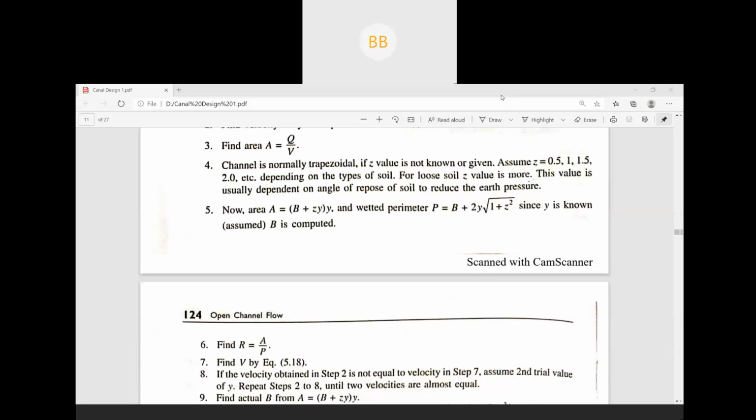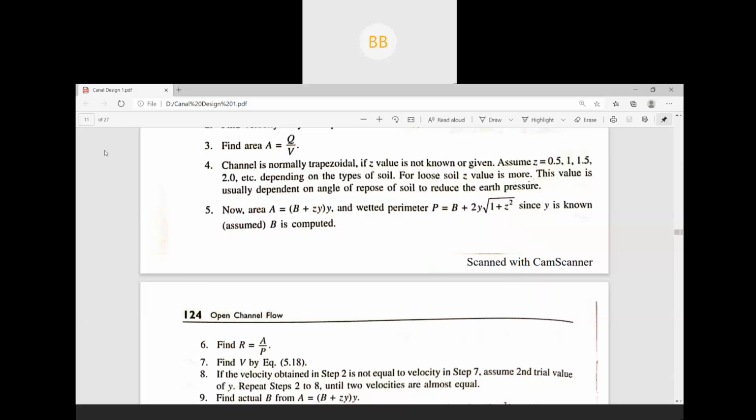Okay. Then in step number 6, you are going to find out the R value. That you all know, that is area by wetted perimeter. Area we have already calculated in step number 3, and wetted perimeter you have calculated in step number 5. So from this we can find out the R value, which is our step number 6.